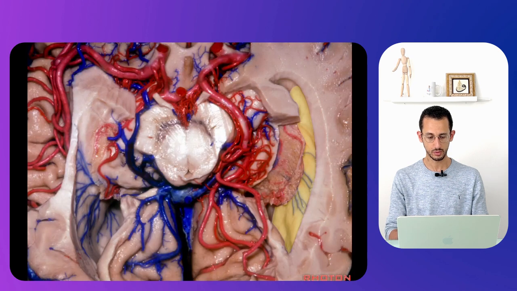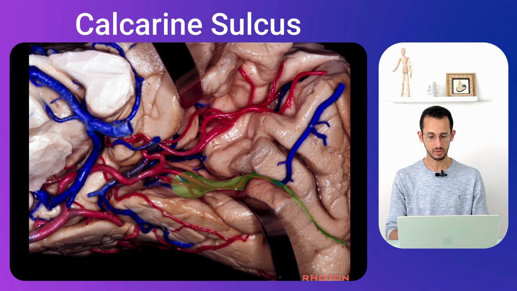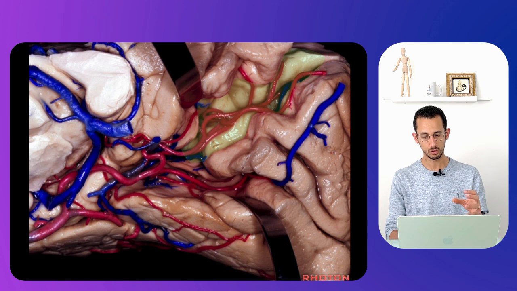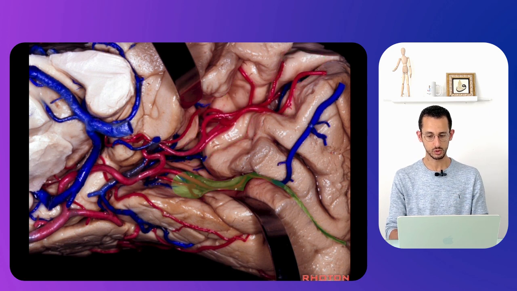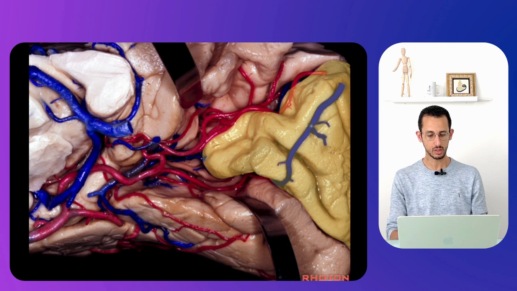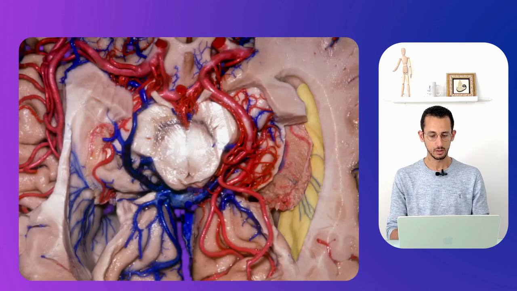So just going through that again, we have the calcarine sulcus, the parieto-occipital sulcus, and the fibers which come from the lower part of the visual field will end in the calcarine sulcus in the cuneus. So from the lower visual field will go up, while those coming from the upper visual field will terminate in the lingual gyrus.